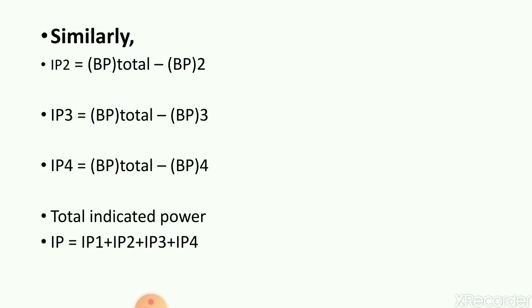Similarly, we get the indicated power for cylinder 2, cylinder 3, and cylinder 4. Finally we get the total indicated power, which is the summation of the indicated power of each cylinder. So in this way, by the Morse test, we determine the indicated power theoretically.